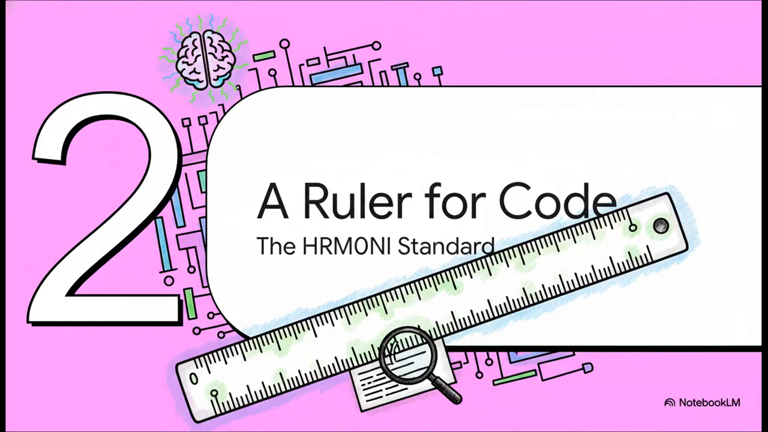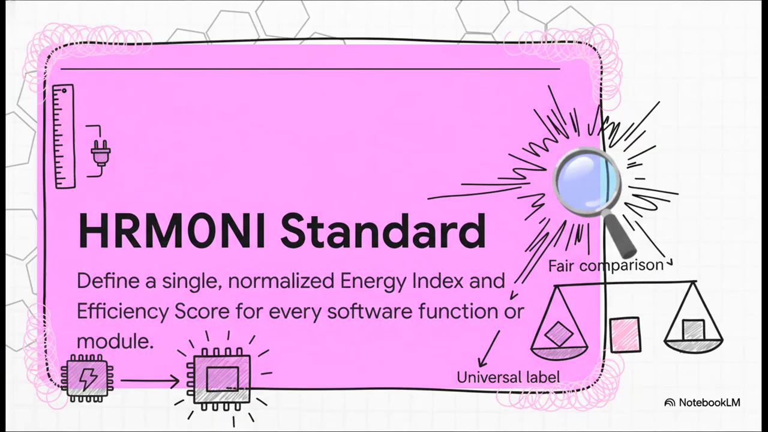Okay, so how on earth do you measure something as abstract as the energy cost of code? I mean, you can't just use a hammer or a wrench. You need a totally new kind of tool. What you really need is a ruler for code. And that ruler has a name, the HRM01I standard. Its whole mission is to create one single standardized score. They call it an energy index for every single piece of software. You can think of it like a universal nutrition label, but for code. It lets you compare everything, apples to apples.